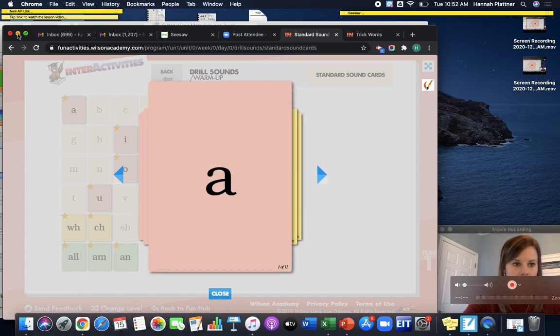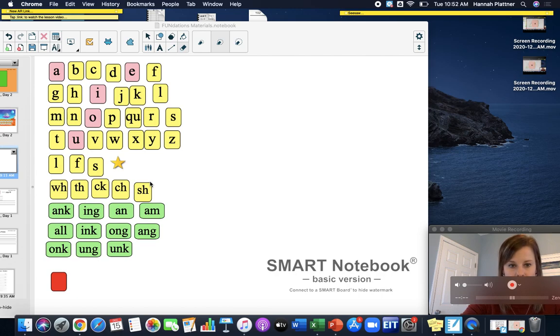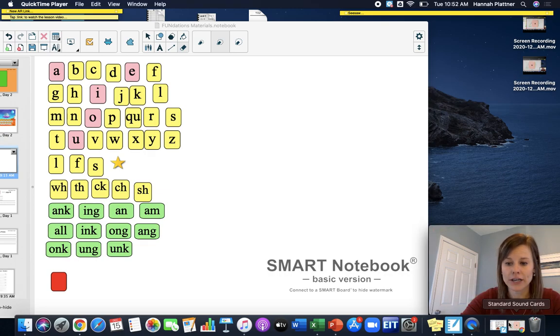Great job. All right, we're going to hop right into our lesson for today. We have a new word of the day today. The word of the day is the word ships. Ships. Now, we've been learning about suffixes. When I hear this word, I know that I hear a suffix at the end.